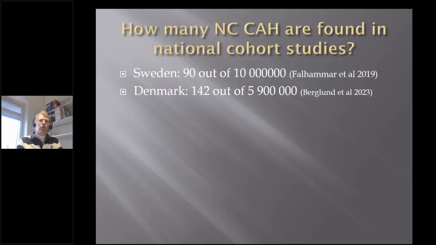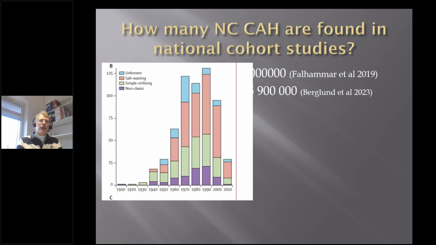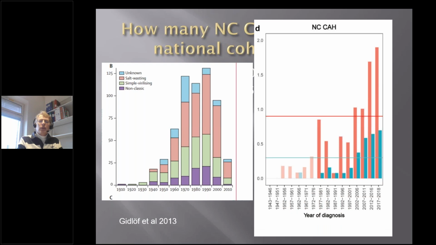So very low frequency. And here are the Swedish data, the year of birth of the patients, and basically most patients, when this study was done in the beginning of 2010, were born in the 1980s or 1990s with non-classic CAH, and that's probably because the younger ones hadn't been diagnosed with non-classic yet. And in the study from Denmark, it more clearly depicts that you can see the increase of diagnosis of non-classic, so it increases every year, probably due to higher awareness of this condition.